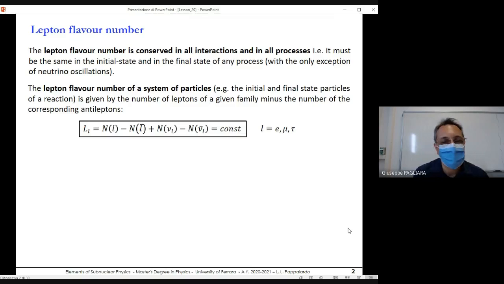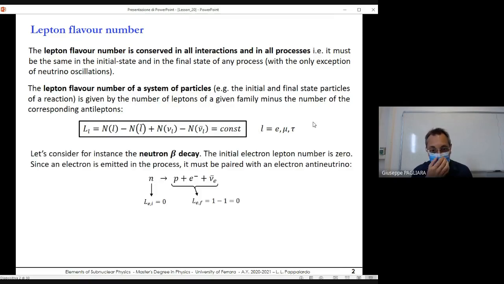So the lepton-flavor number of a system of particles, the initial and final state particles of a reaction for instance, is given by the number of leptons of a given family minus the number of the corresponding antileptons. So this number must be constant in any process. Let me give you some examples.